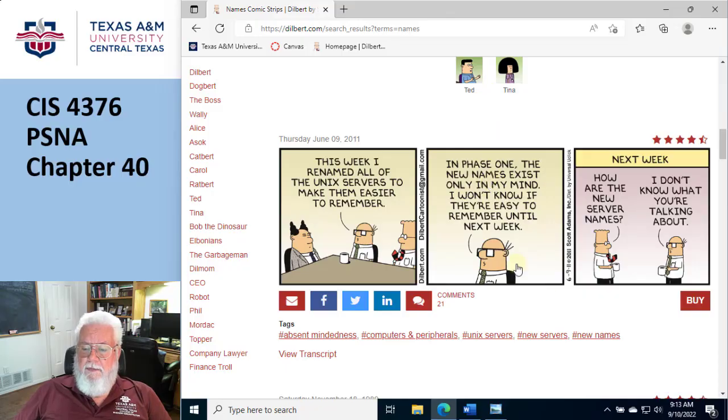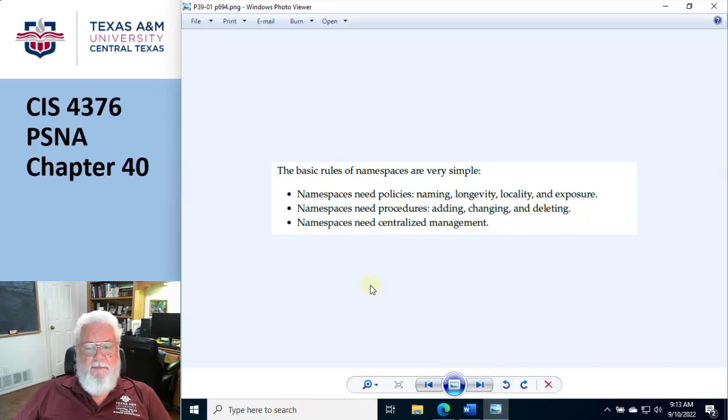So the rules basically are namespaces need policies. You're going to have some sort of consistent naming rule, right? It's going to have to handle how long these things are going to exist and locality and exposure. The need for a procedure for adding, changing, and deleting one. You need to be able to do that. And then some sort of centralized management. If you're doling out unique names in the world, well, then clearly you can't go to 2 different people to get that done. You need to go to one central location.